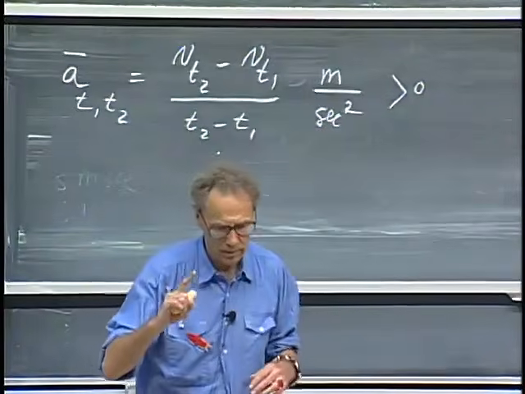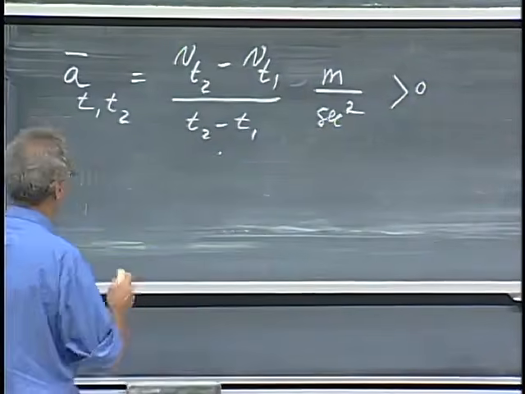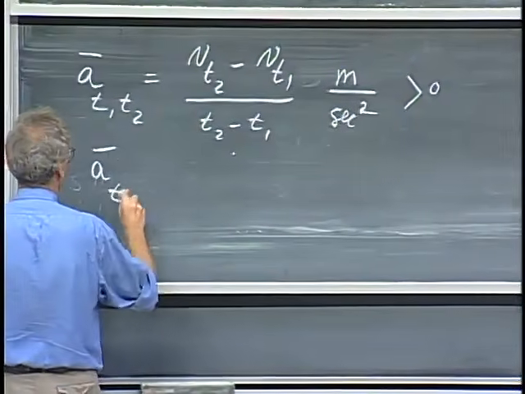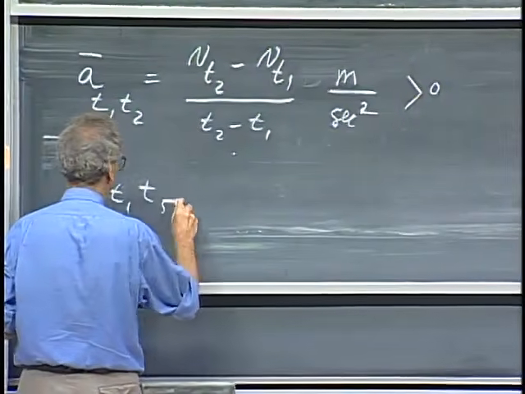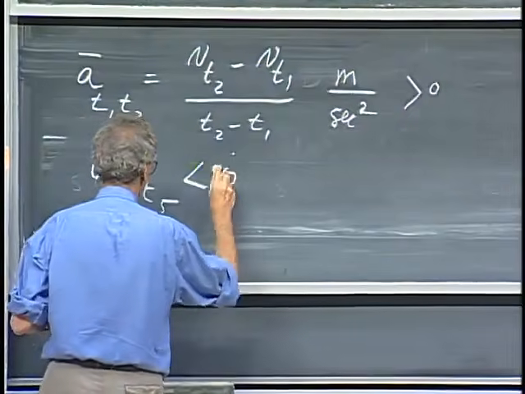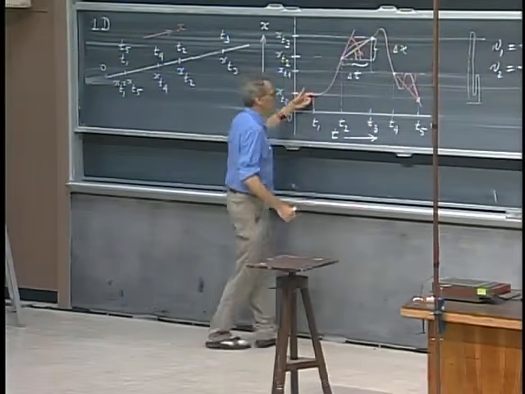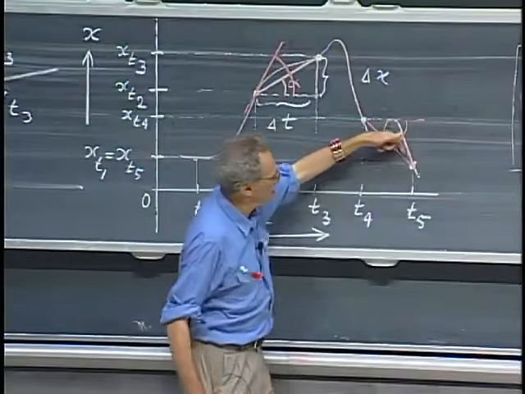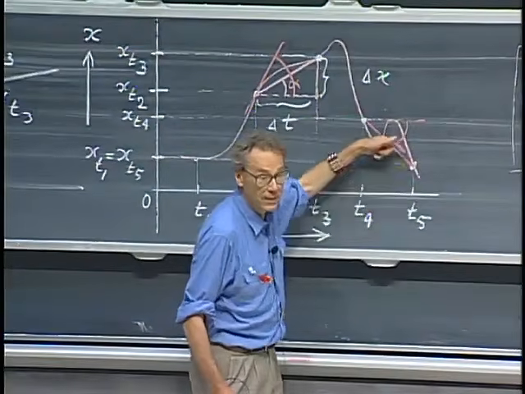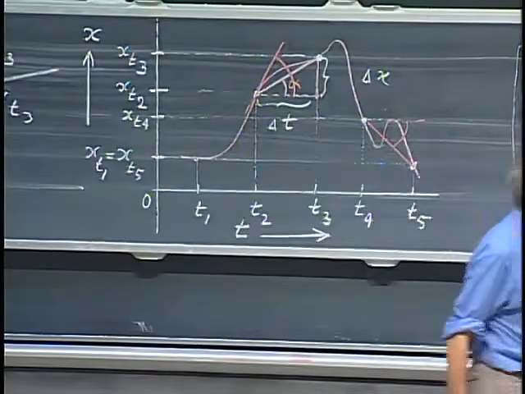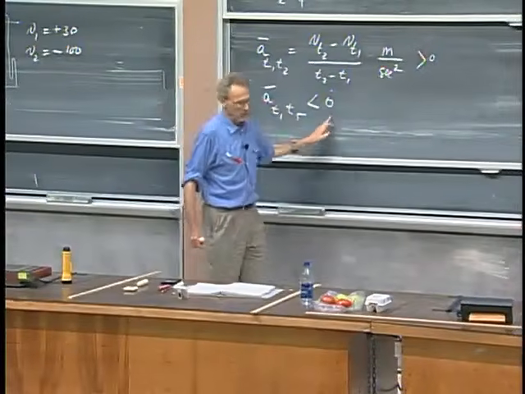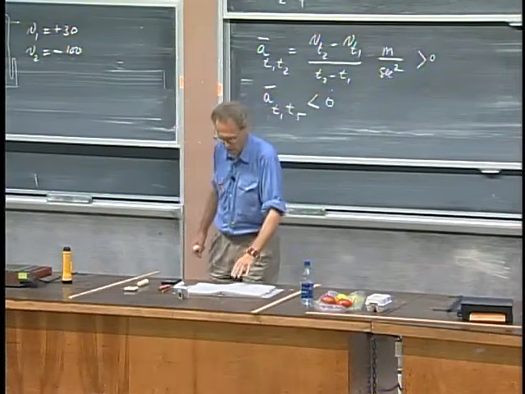Look at the angle. However, if you take the average acceleration between t1 and t5, that is smaller than 0. Because here, the velocity is 0, but here, the velocity is negative. So if you substitute that in there, you get an average acceleration which is smaller than 0.